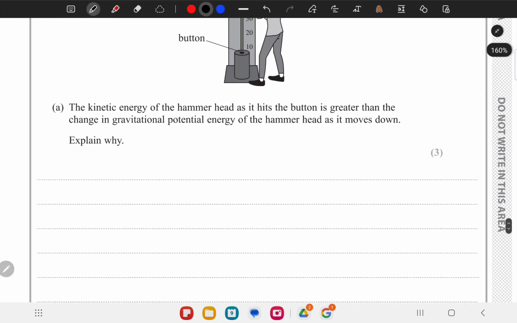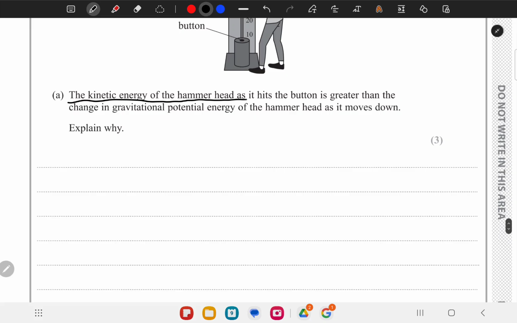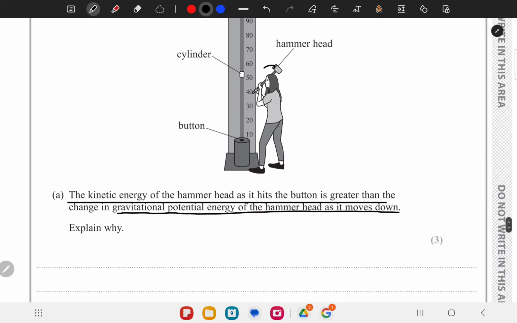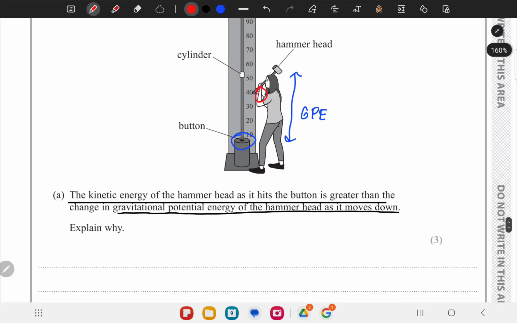In question A, we are told that the kinetic energy of the hammerhead as it hits the button is greater than the change in GPE of the hammerhead. So it's saying that when we drop this hammerhead on this button, the kinetic energy at the final point is more than the change in GPE we had over here. This is due to the player, or us, applying a force on it.